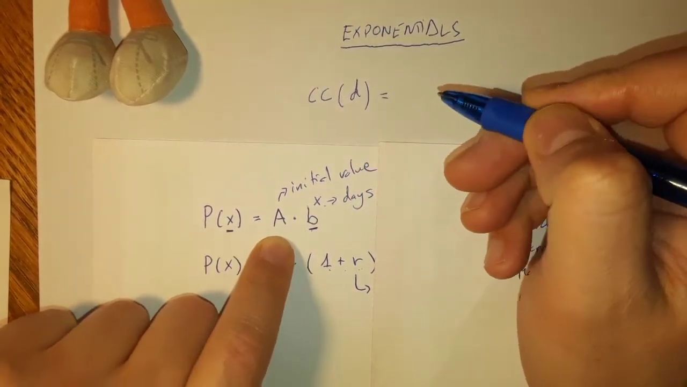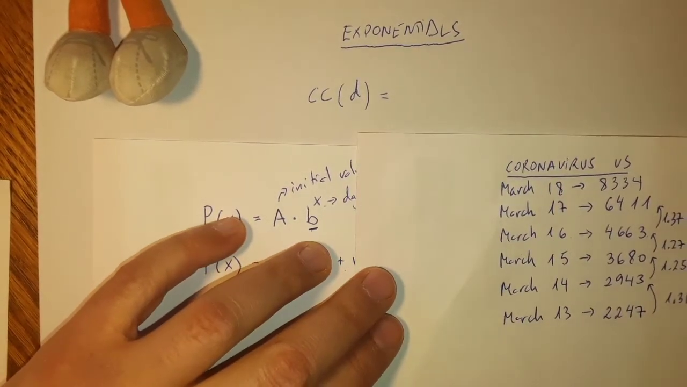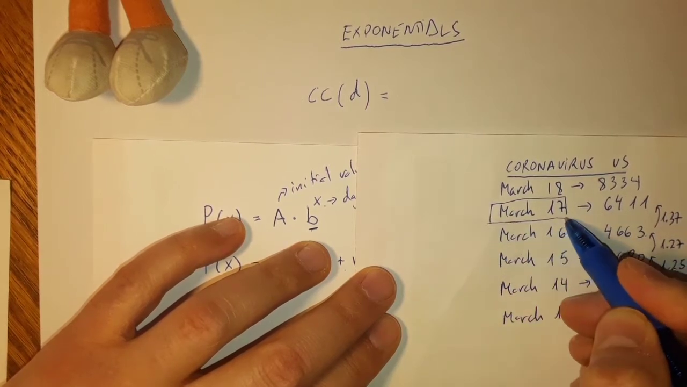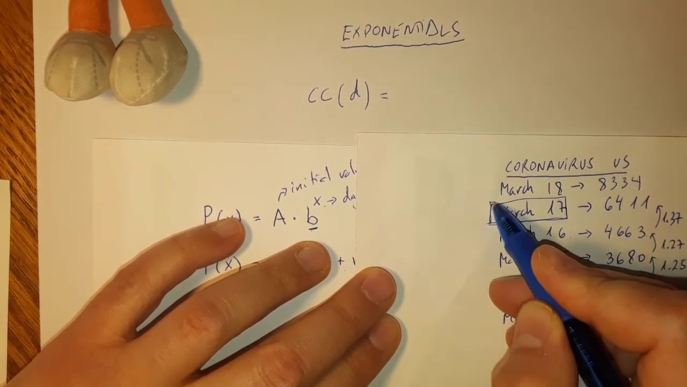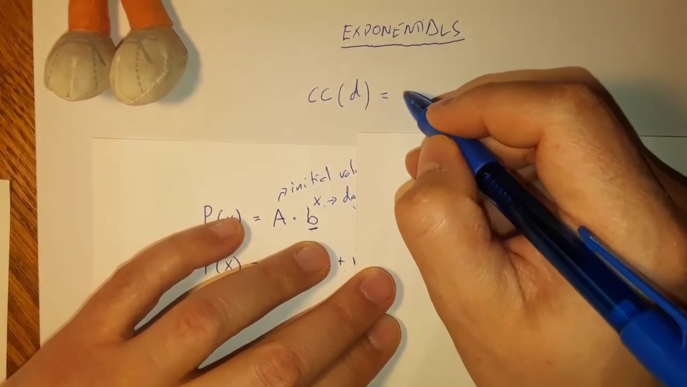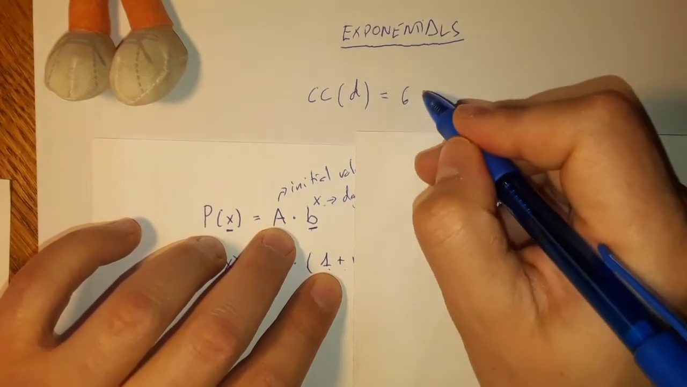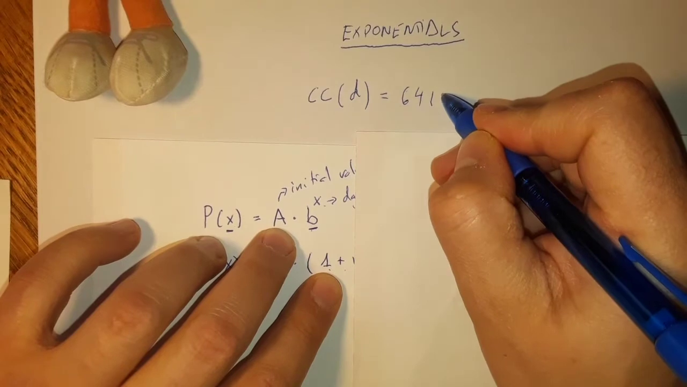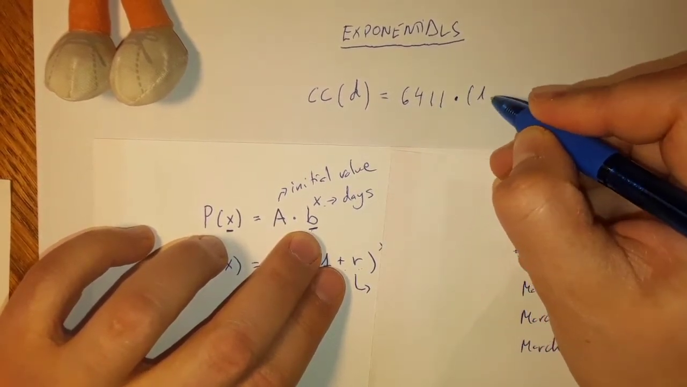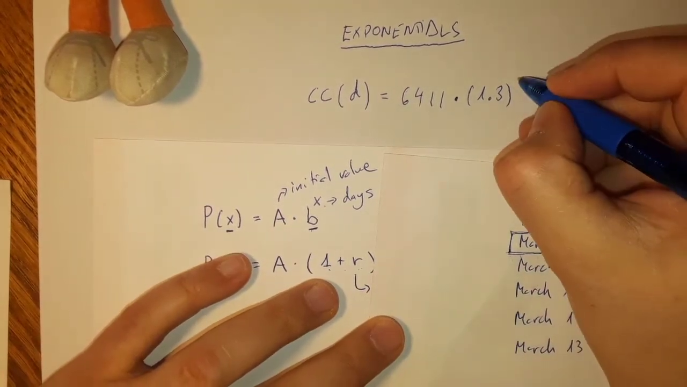And then A is the initial value, okay, as during March 17, which was yesterday. We're gonna use this as our initial value. So it's 6,411, that's the A. And then times 1.3, which is our base, right, to the power of T.